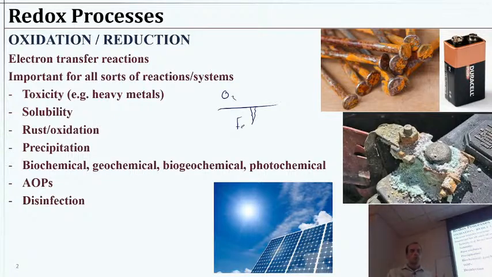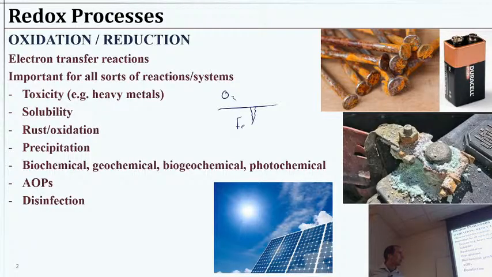So rust is an oxidation reaction. Solubility and precipitation go hand in hand. Perhaps we want to precipitate something, so we want to adjust the solubility and then utilize that for the precipitation.